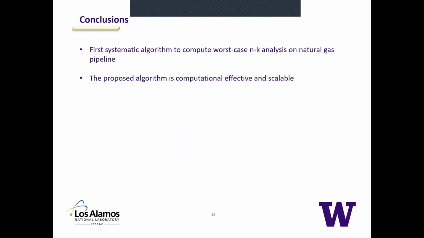And to finalize some of the conclusions, to the best of our knowledge, this is the first systematic algorithm to compute this worst case N-K analysis on the natural gas pipeline, and it has been computationally effective and scalable.